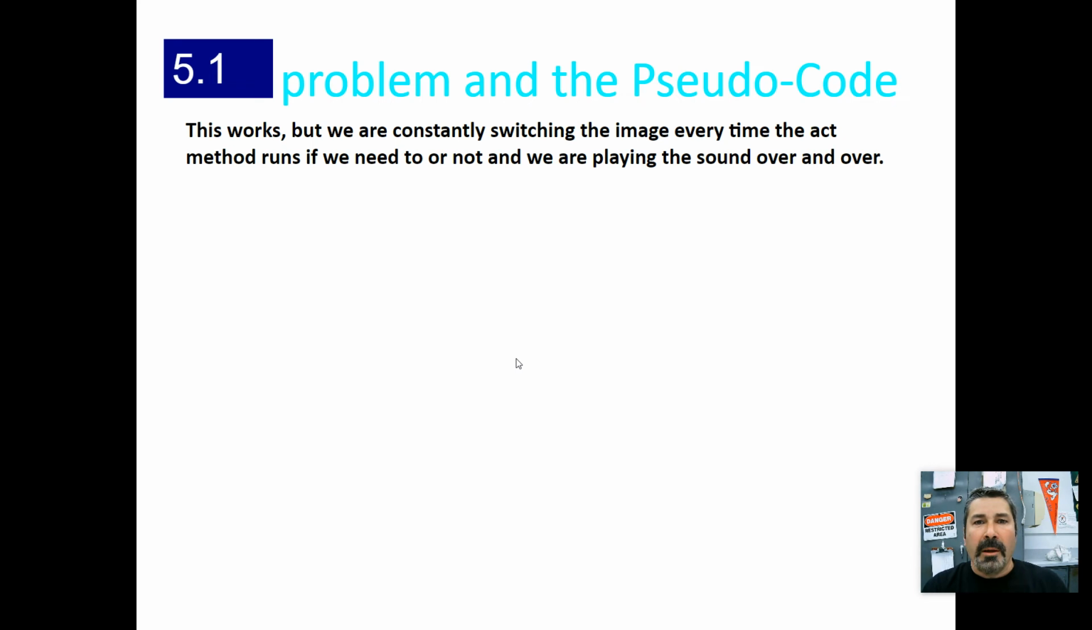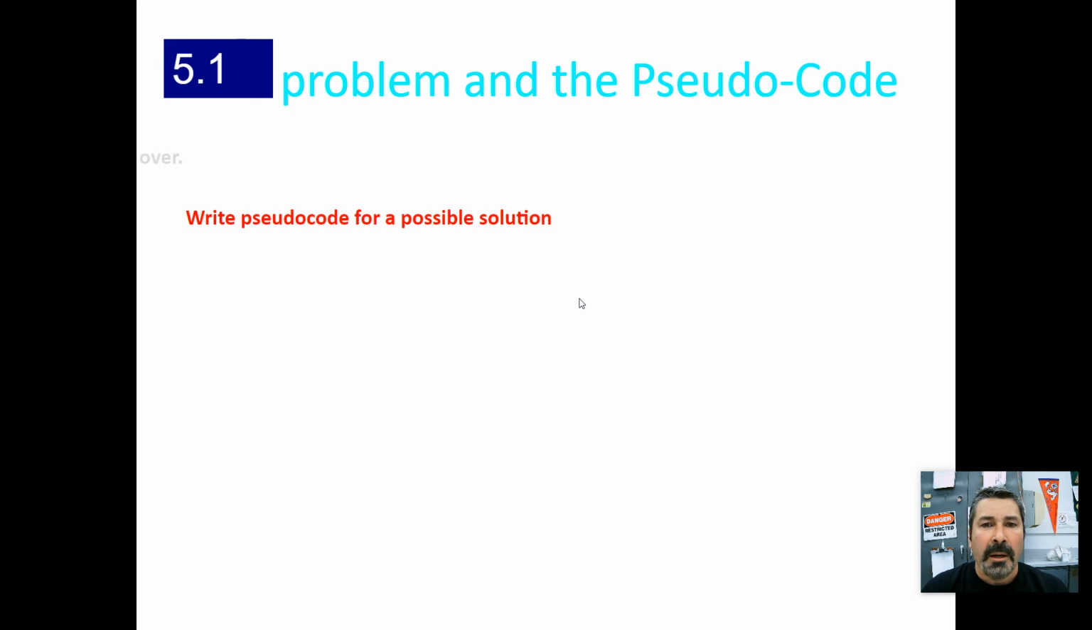Okay, so the hope is that you spent some time and you figured out the problem and the pseudocode. The problem was that our sound was playing over and over again. Our images were changing all the time, right? So get out your notes, and before you continue on, make sure you finish the problem and the pseudocode, because we're going to turn that pseudocode into real Java code.